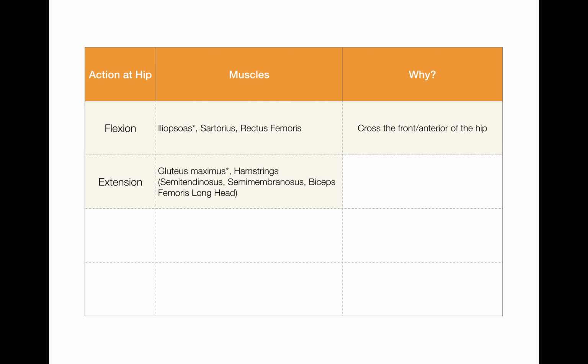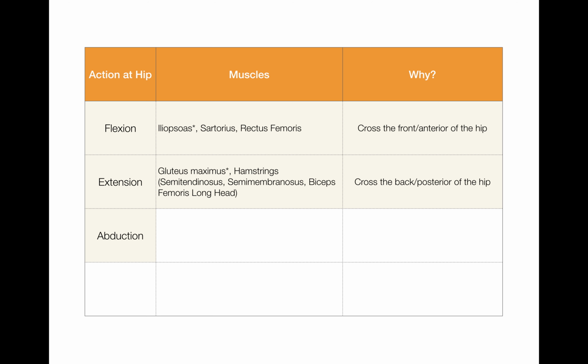Extension then would be the opposite. So you have gluteus maximus, right? That's behind the hip. Then you also have the hamstring muscles. They're going to be located in the posterior thigh, but based upon their attachment proximally up near the hip, they pass behind as well. And so those would be the three hamstring muscles that cross the posterior hip. Okay. So again, if I cross the back of the hip, I can pull that thigh backwards, right? That's extension.